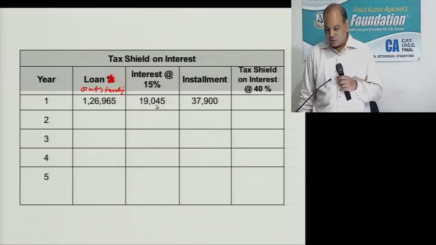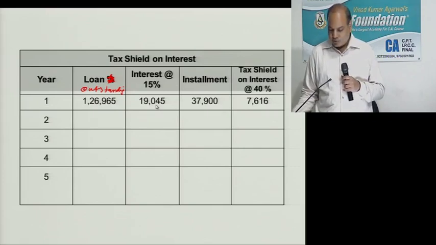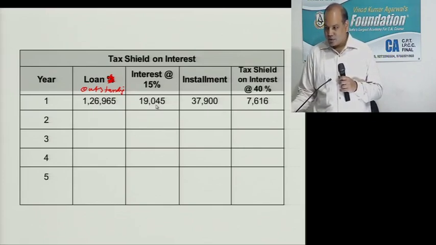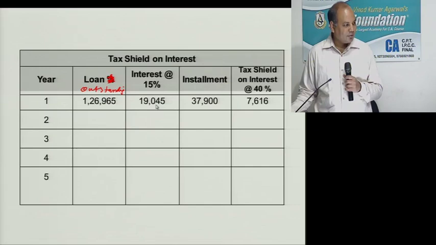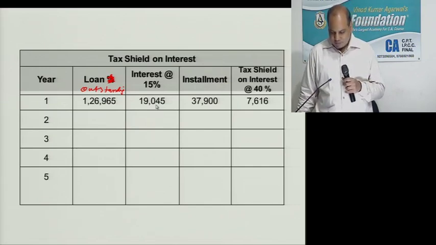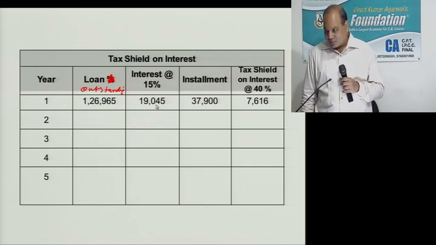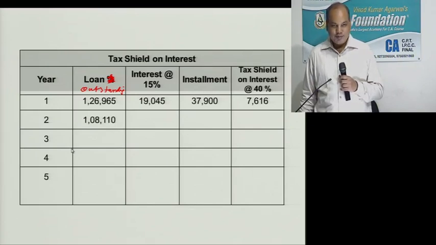Multiply 40% into 19,045. 7,618. Okay. Welcome. Wait, the first line is understandable. What about the second line? How much should I write here? Any guesswork? 890? No. 108, 110.